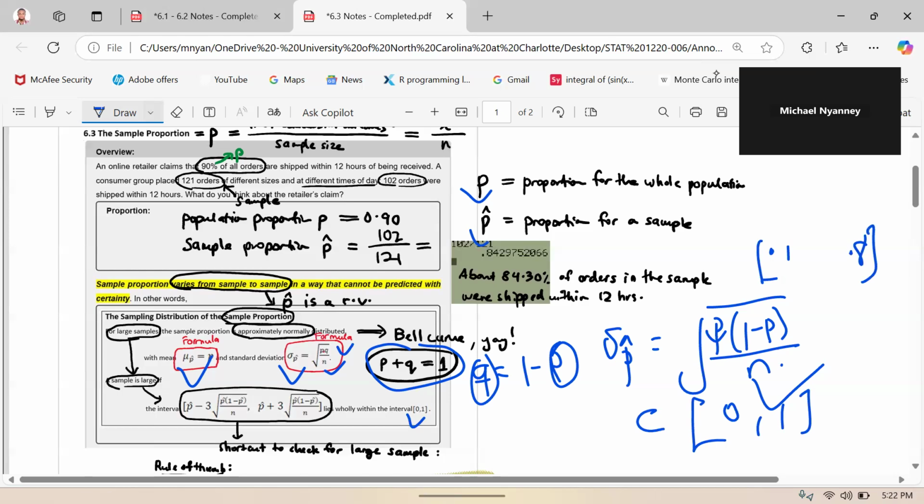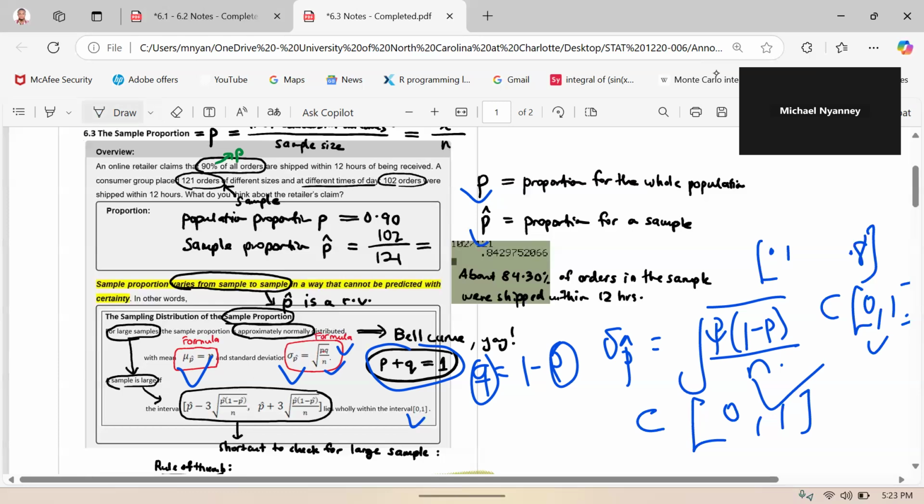So it could be that after creating the interval, you get 0.1 and 0.8. If this interval lies within 0 and 1, are you okay? Then it implies that the sample size that we pick is very large. So that is that.